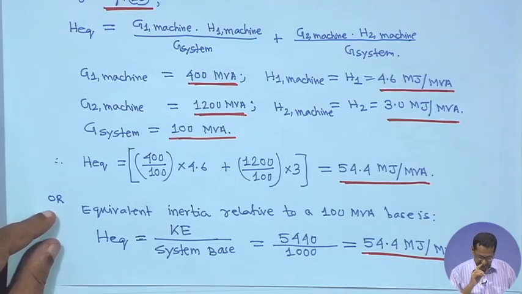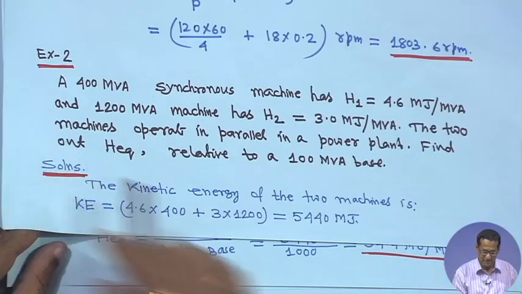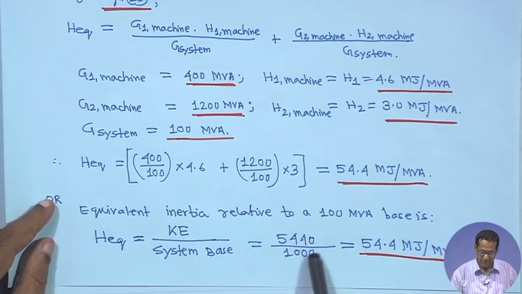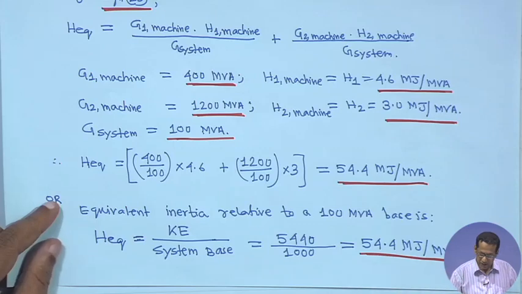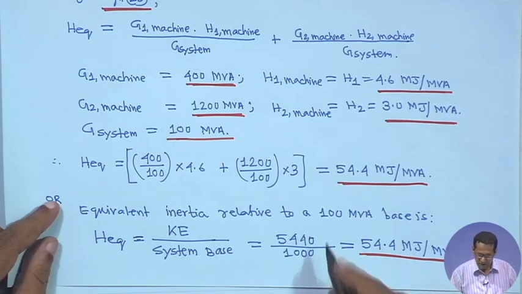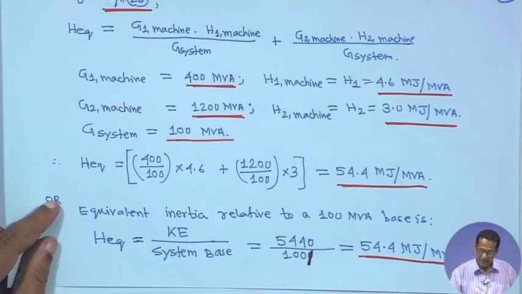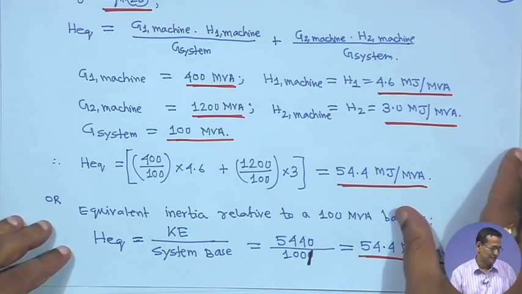So, as a check, equivalent inertia relative to a 100 MVA base: the total kinetic energy was 5440, so divide by the system base. 5440 divided by 100. I had made it 1000 by mistake, it is 100. So, it is 54.4 megajoule per MVA as a check.